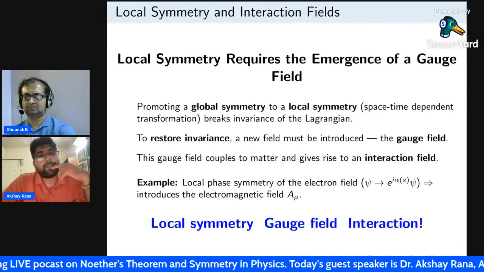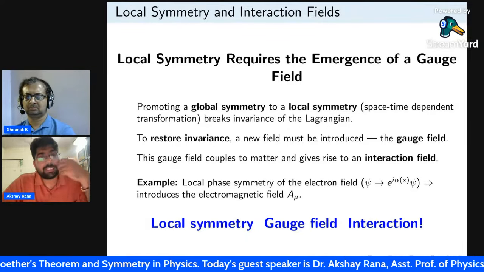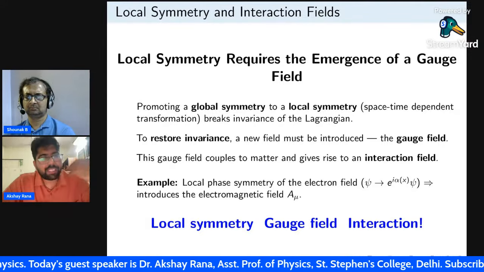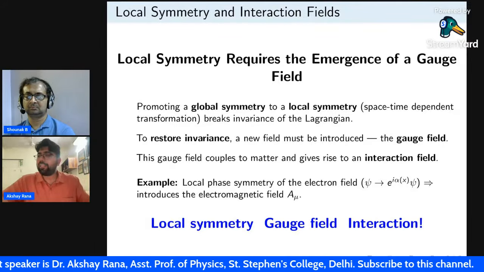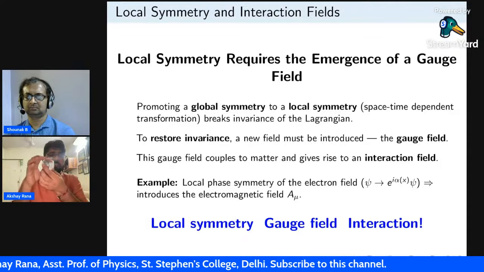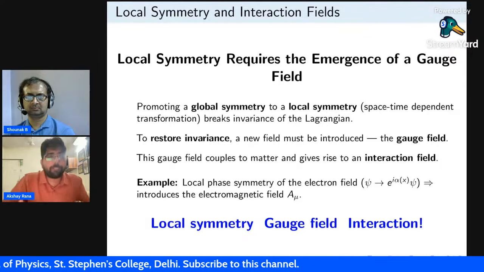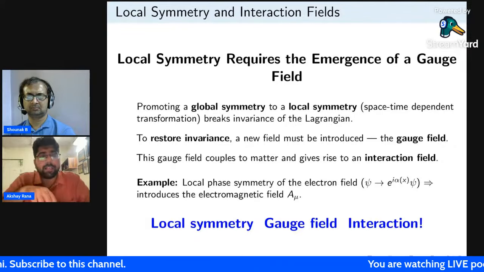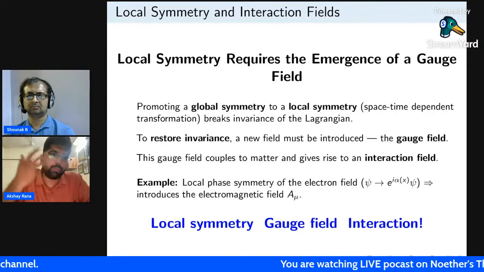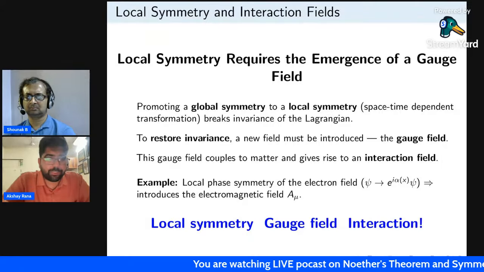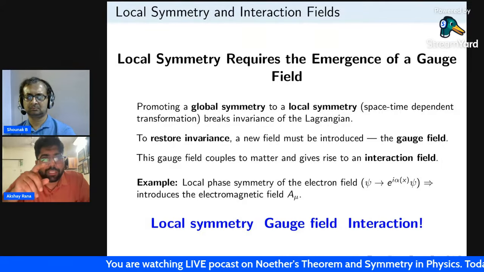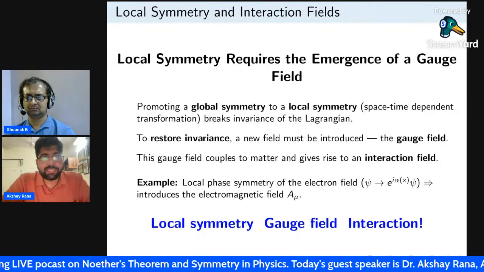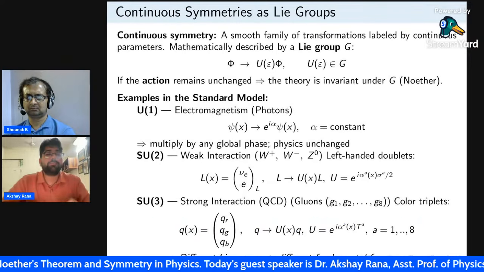Now, when I'm talking about global or continuous symmetries, I haven't talked about the groups till now. But when I'm making a transformation, even a simple rotational transformation, there can be an infinite number of transformations because it's a continuous space. So all these groups are going to be infinite groups. The groups under the continuous symmetries are called Lie groups.